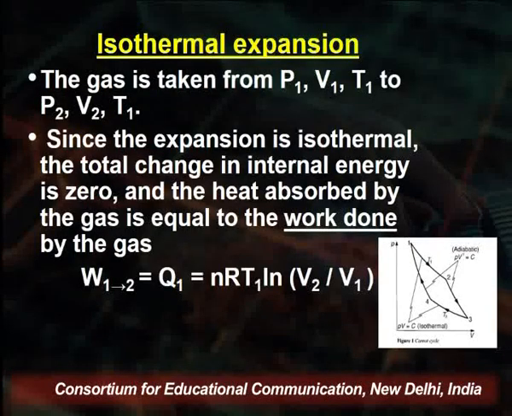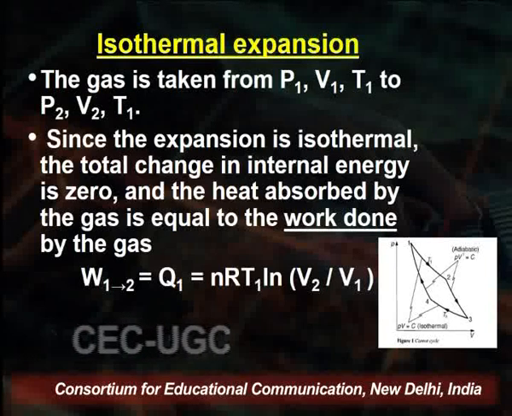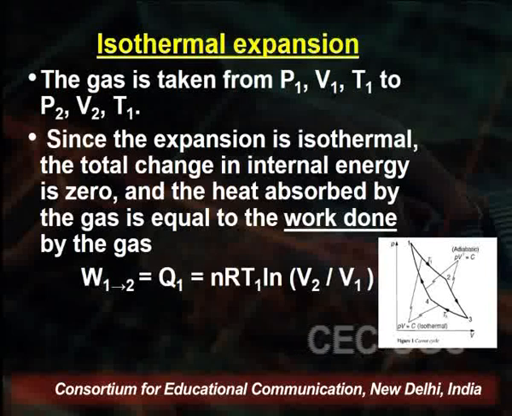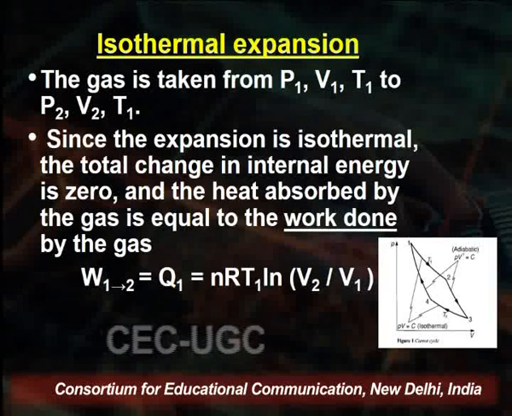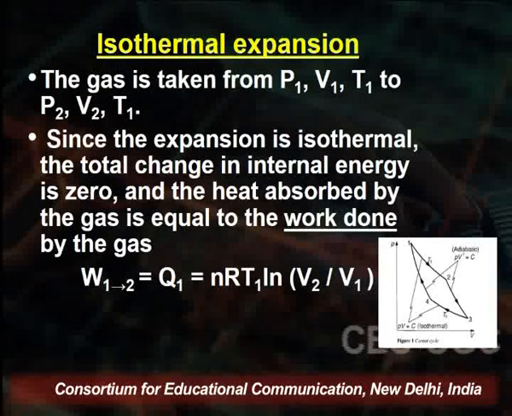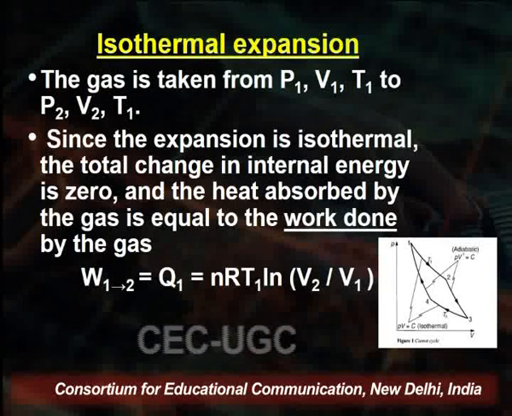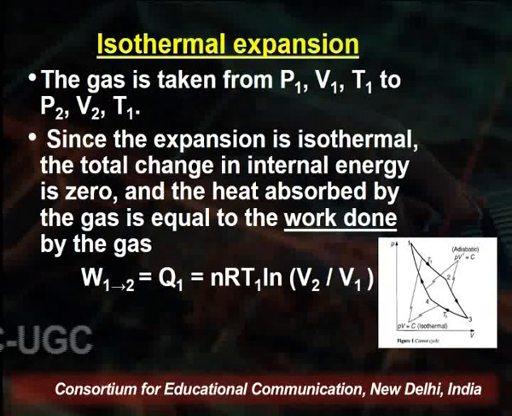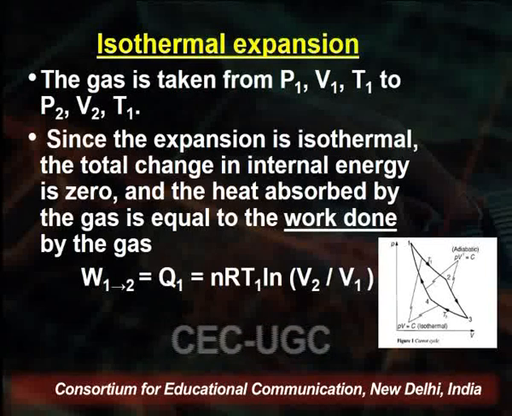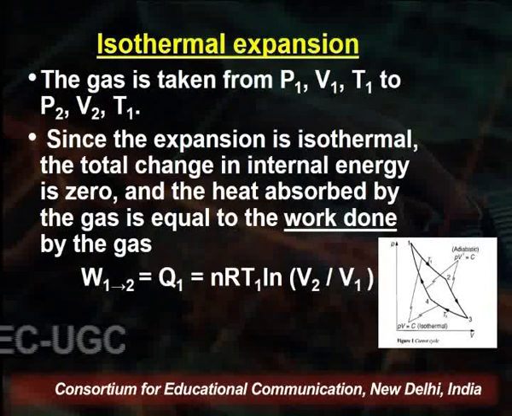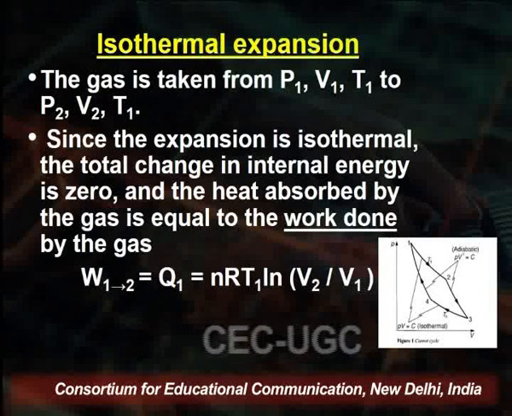So we will now calculate the total work done. First process, isothermal expansion. In this, the gas is going from state 1 to state 2. That is, the gas is taken from thermal coordinates P1, V1, T1 to P2, V2, T1. Since the expansion is isothermal, the total change in internal energy is 0 and the heat absorbed by the gas is equal to the work done by the gas. So we calculate the work done. W1 to 2 will be equal to Q1, which is equal to nRT1 log of V2 by V1. R is the gas constant, n is the number of moles, T1 is the temperature of the source.